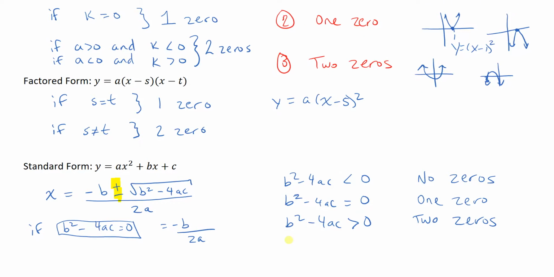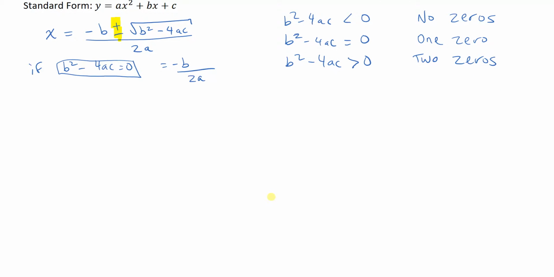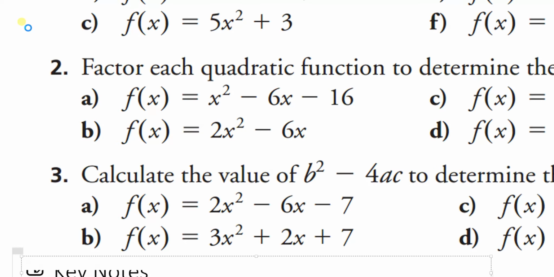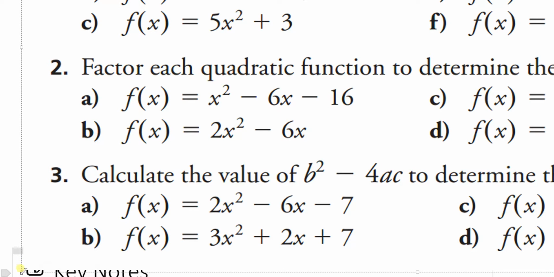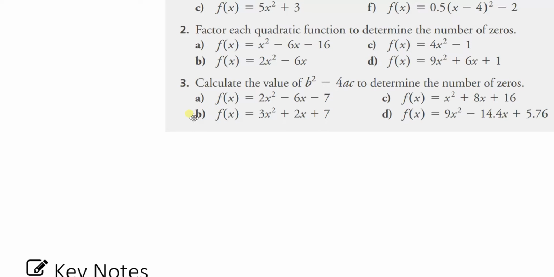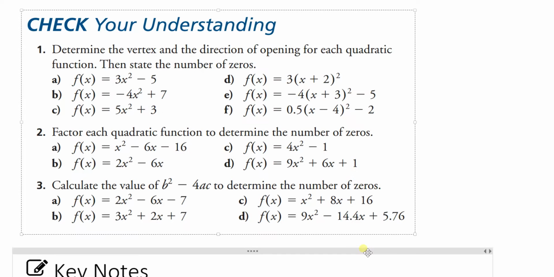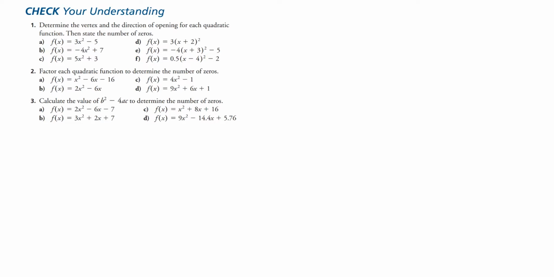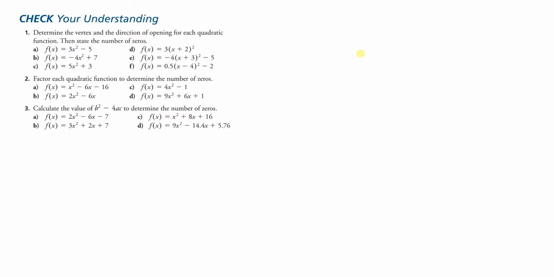Okay, let's look at a couple of examples from the textbook. So number 1, determine the vertex and direction of opening for each quadratic function. Then state the number of zeros. Let's do part B.